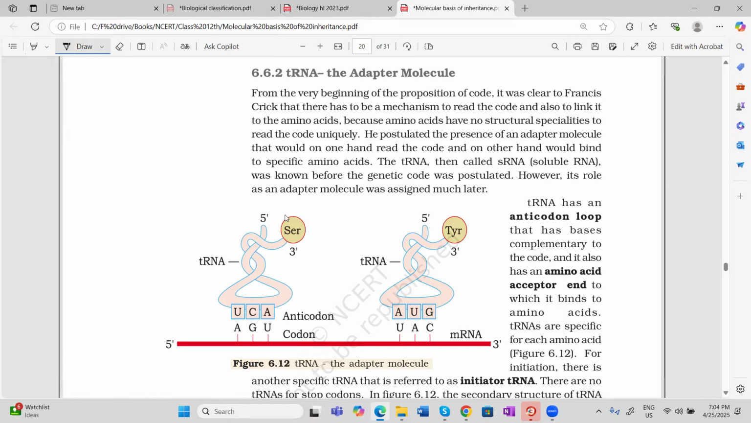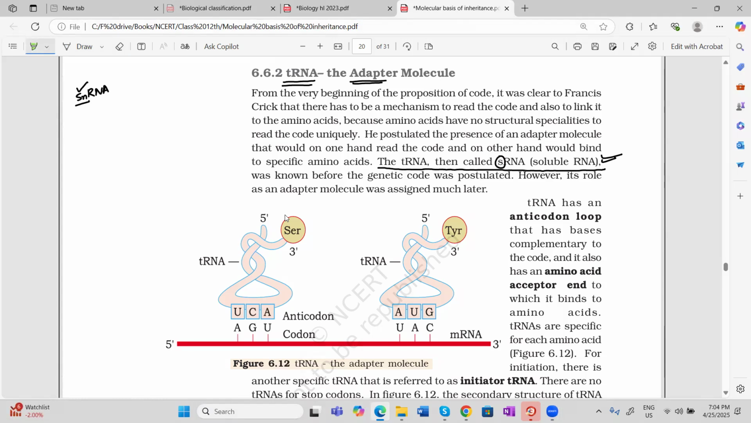See, transfer RNA is also known as adapter molecule. It is also known as soluble RNA. Please understand, because in our NCERT we are also studying snRNA, which, if you remember, we studied in the transcription area. That is small nuclear RNA, which is used for splicing. And this is sRNA, soluble RNA.